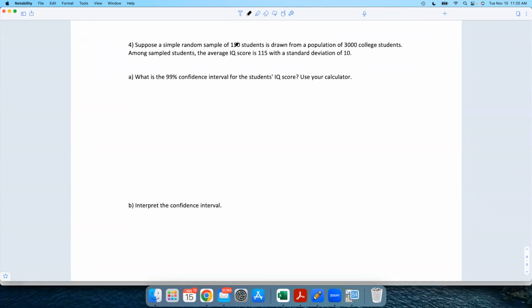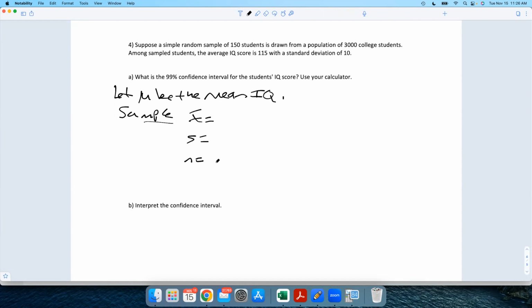Here's my sample. I got 150. That's my sample size. There's my sample mean and my sample standard deviation. Okay, first thing we want to do, define our variable. Let mu be the mean. What are we talking about here? IQ again. We have our sample. That's going to be an X bar, an S, and an N. 150 students. Mean IQ was 115 with the standard deviation of 10.